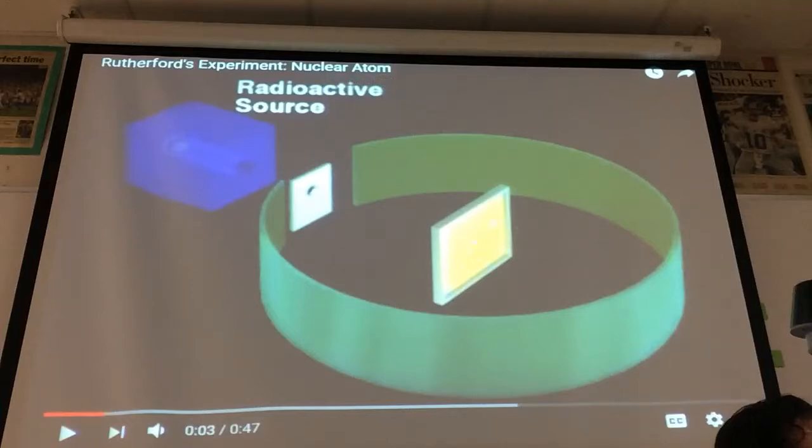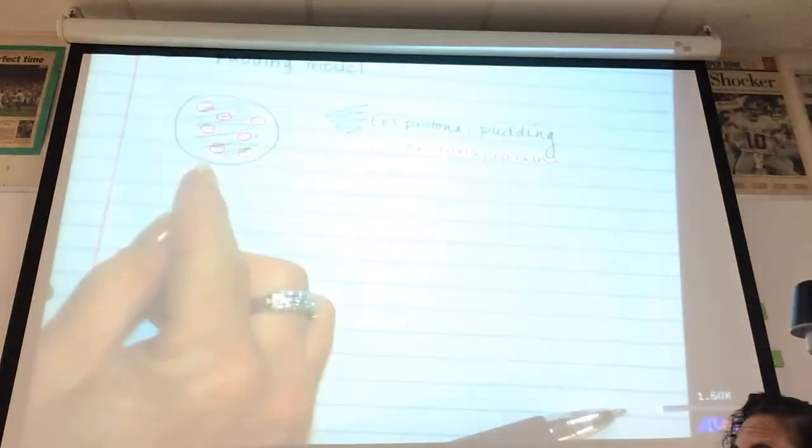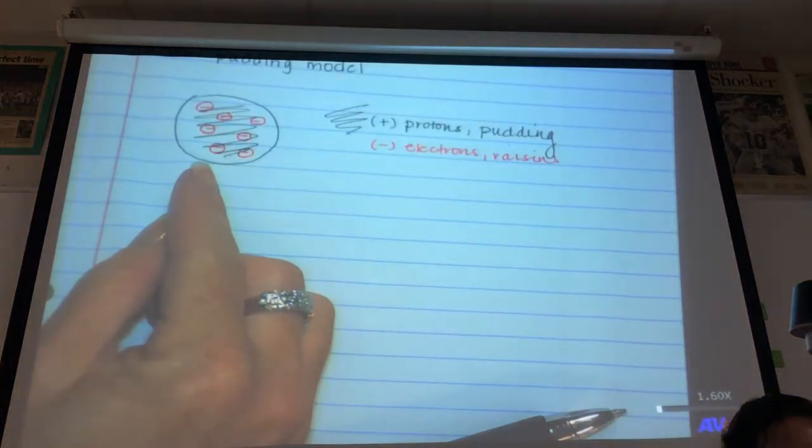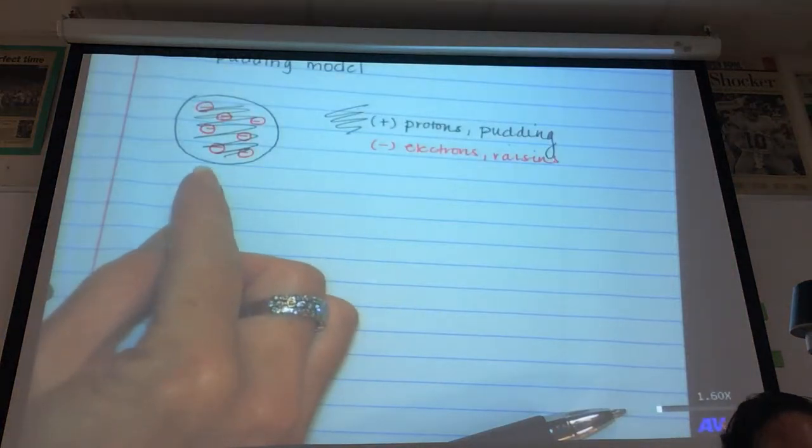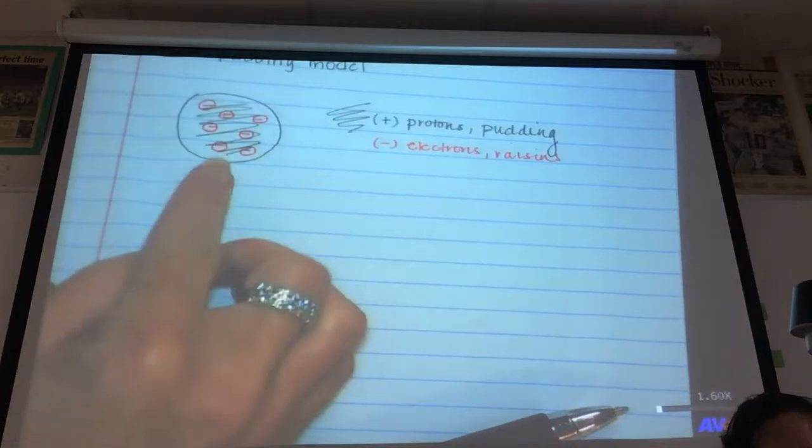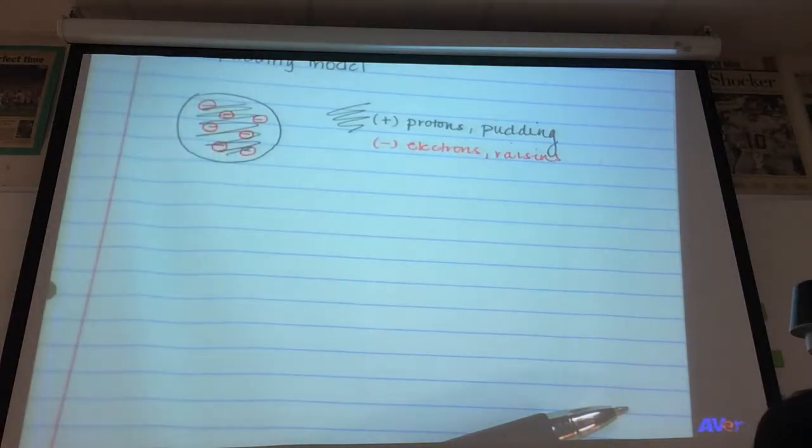Here's your gold foil. So you have atoms of gold. Here is your alpha particle emitter. It's going to shoot positively charged species at the gold. And you're going to see where that beam goes. You would think that if it hit a whole area of positive charge, that most of those alpha particles would be deflected because the atom would block its path. Yet watch what happened.